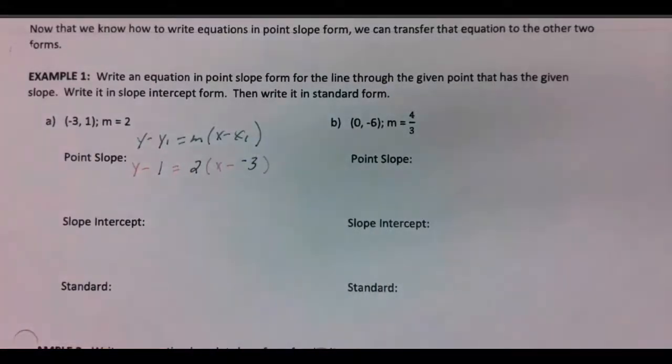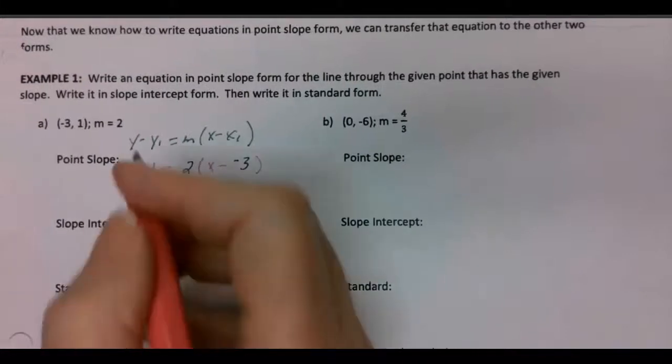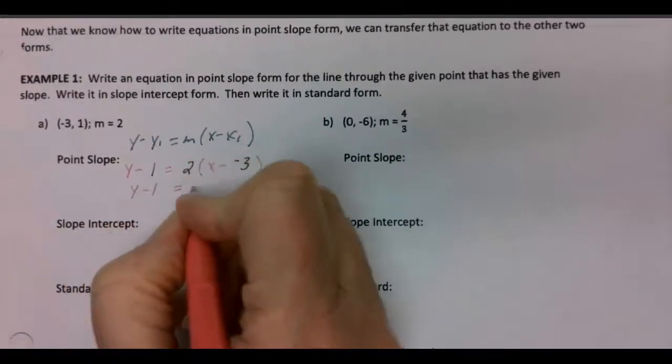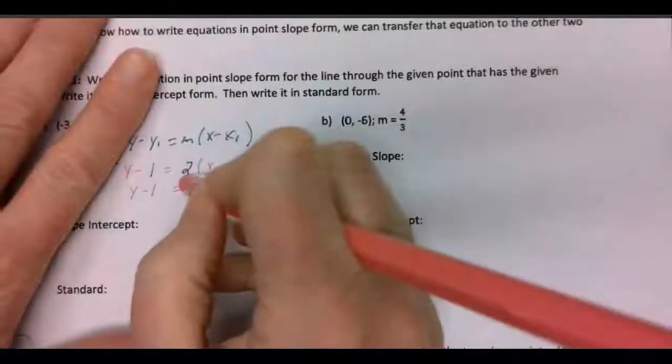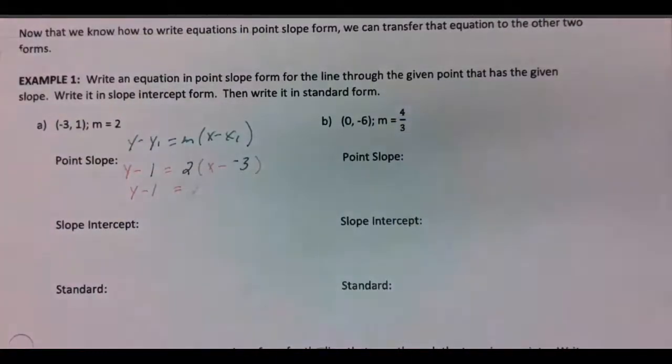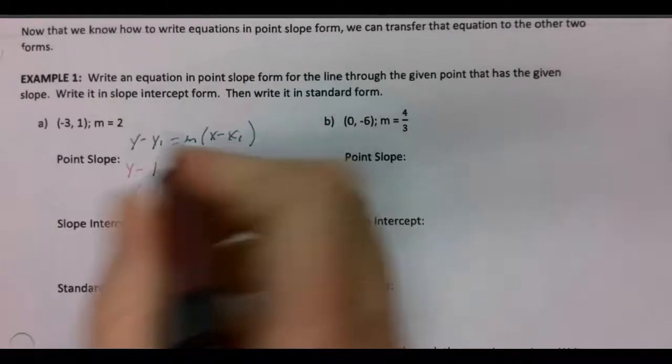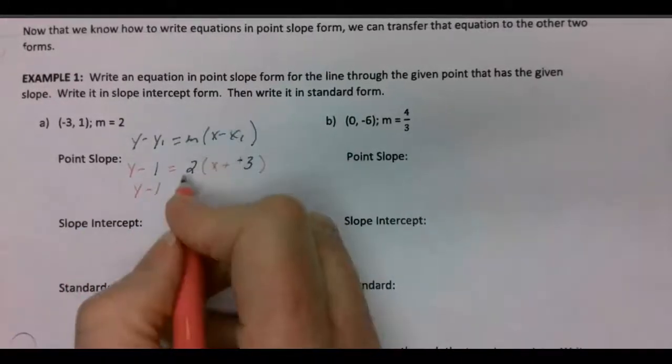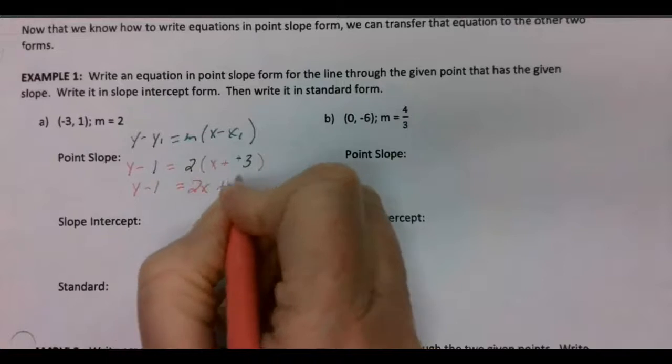Now we're just going to clean it up, okay? And then we're going to get y by itself. So y minus 1 is equal to 2. Whoops. Actually, first thing I'm going to do is change my signs right here, because I mess up all the time if I don't. Now I'm going to distribute. I get 2x plus 6.